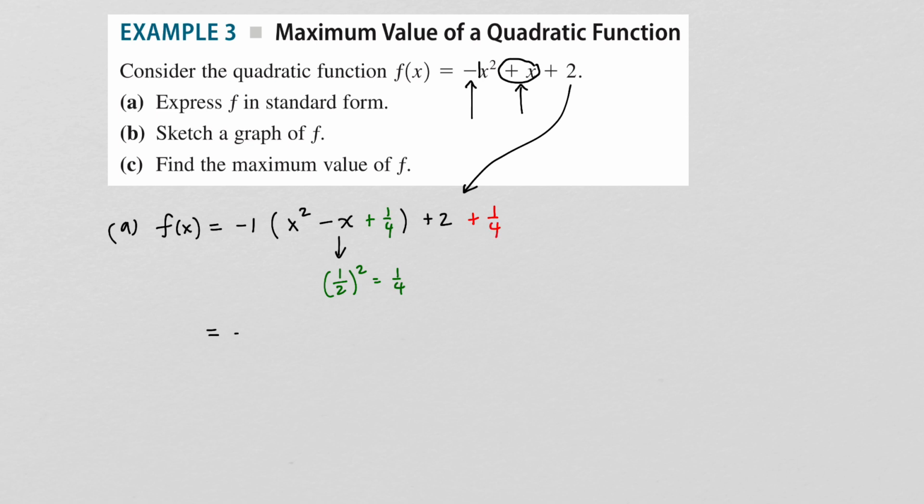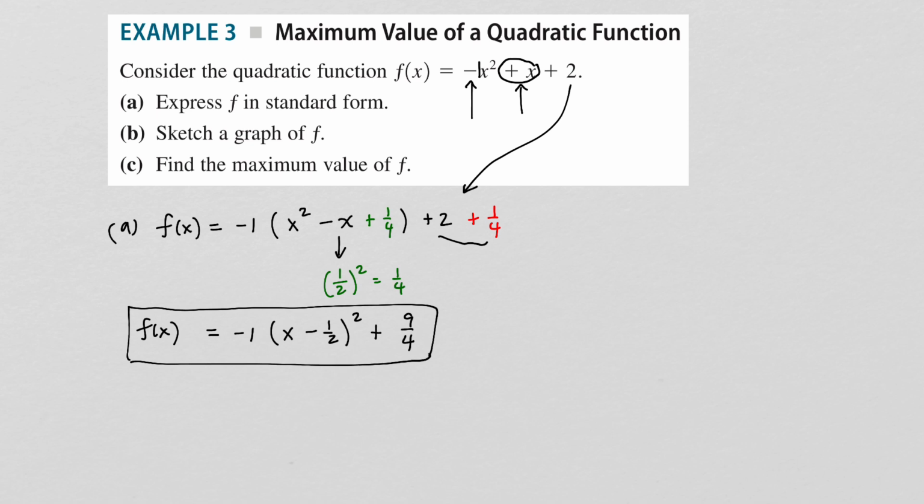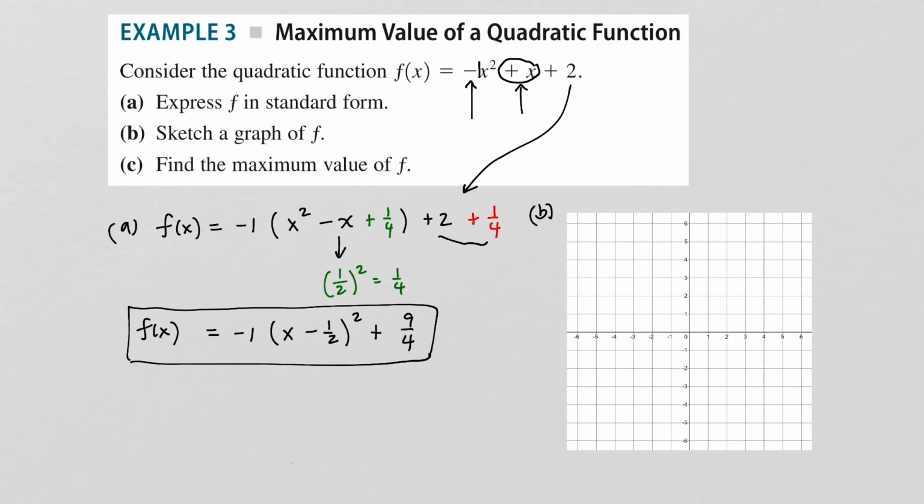So now this is going to be -1 times x minus 1/2 quantity squared plus 2 1/4, which is the same as 9/4. So this is the equation of our quadratic function in standard form. Next, we want to go ahead and sketch the graph.